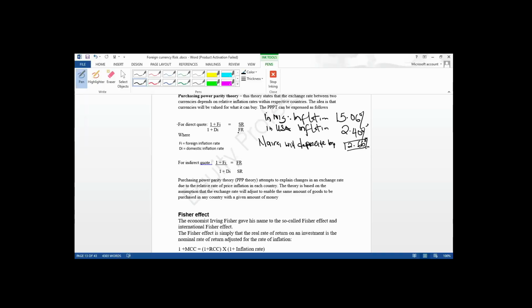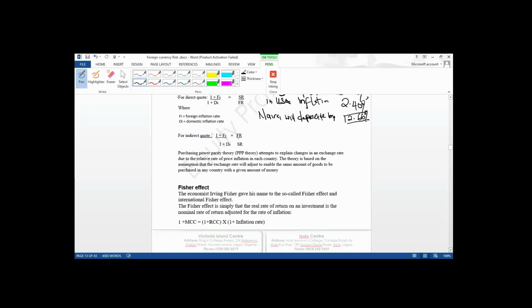All right. Number 3. The Fisher's theory, also called the Fisher's effect. The economist Fisher developed a theory of exchange rates called the Fisher's effect and international Fisher's effect.